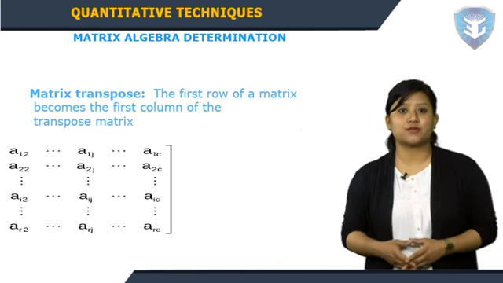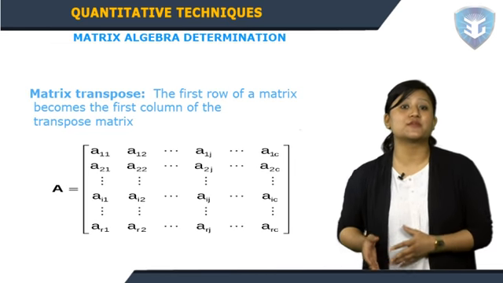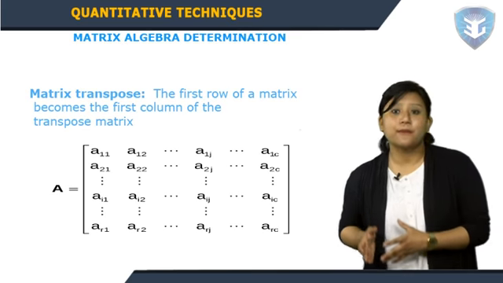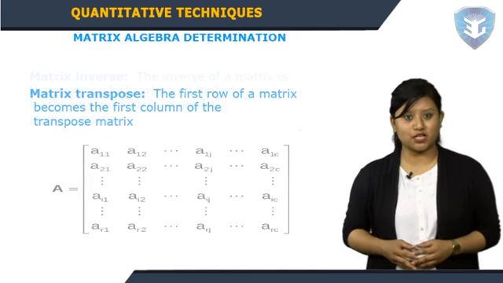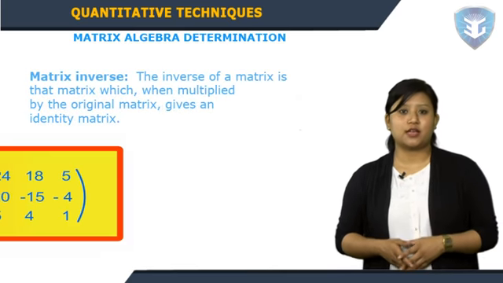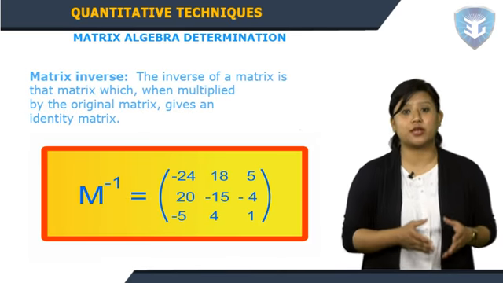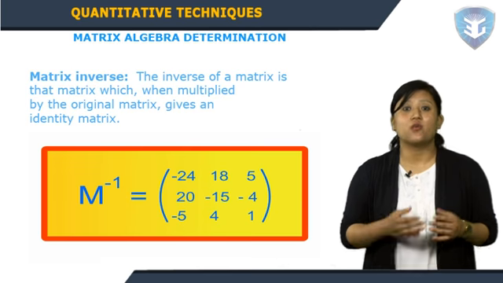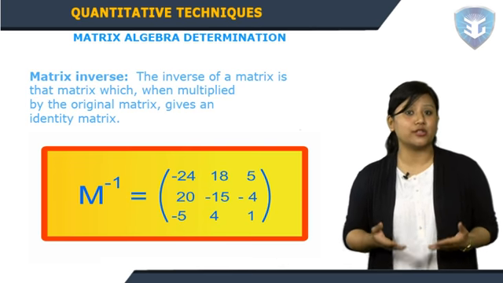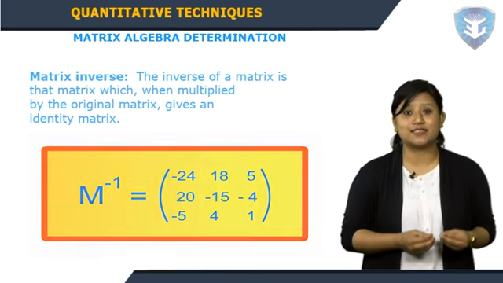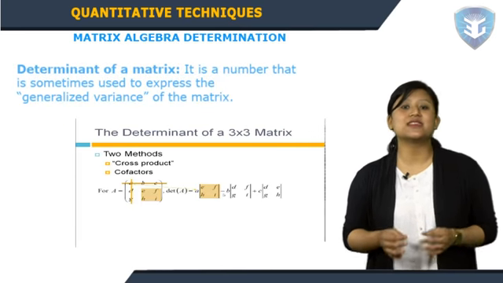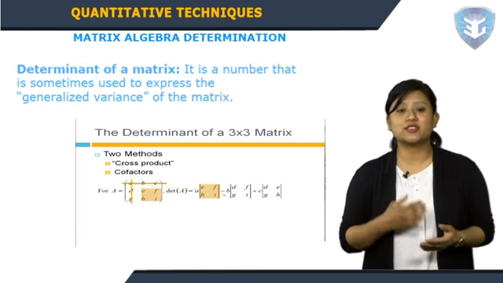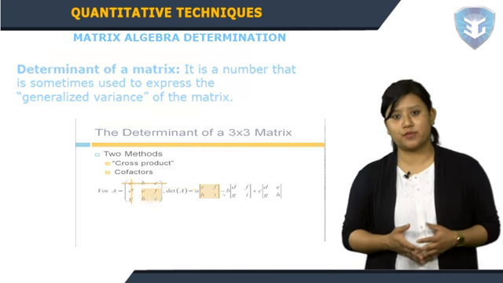Matrix transpose. The first row of a matrix becomes the first column of the transpose matrix. The second row of the matrix becomes the second column of the transpose. Matrix inverse. In matrix algebra, the inverse of a matrix is that matrix which, when multiplied by the original matrix, gives an identity matrix. Determinant of a matrix. The determinant is a number that is sometimes used to express the generalized variance of the matrix.